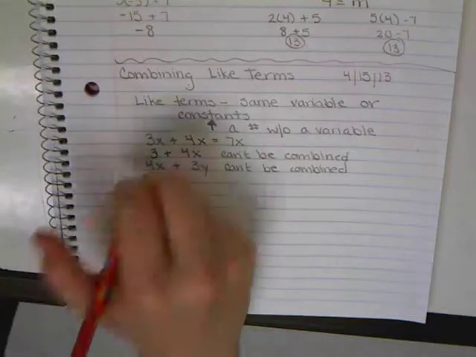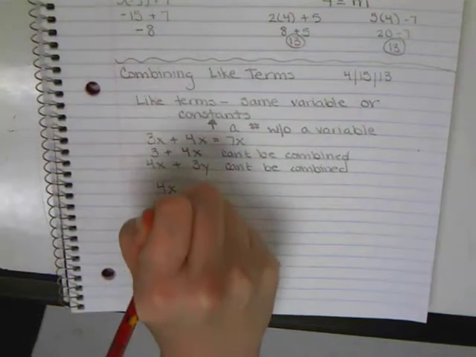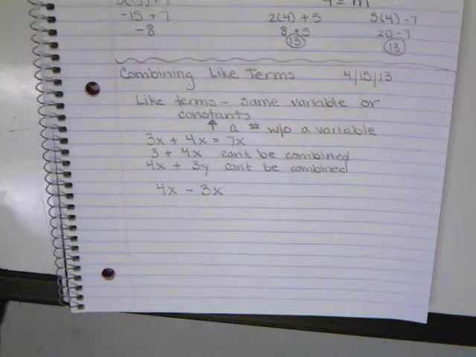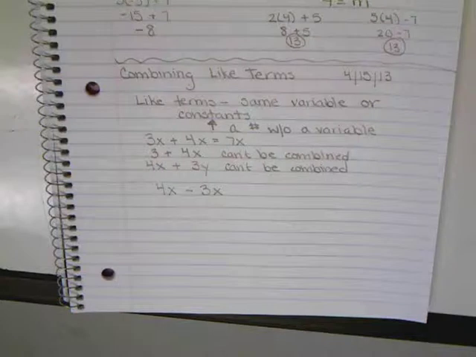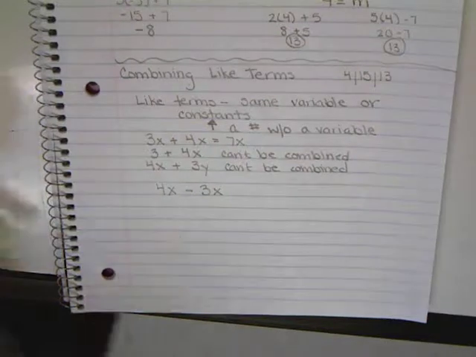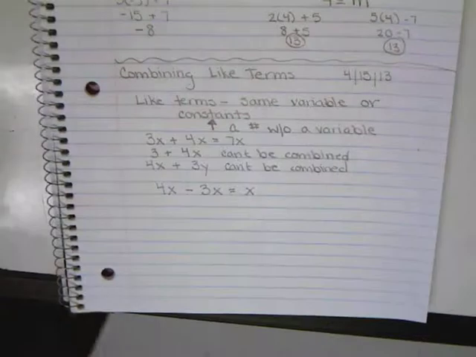Now, what if I had 4x minus 3x? Can I combine these? It'd be 1x. How do you know it's going to be 1x? You can combine them, but it'd just be like adding a negative to a positive. So what's really happening with my positives and my negatives? They're canceling out to make 0 pairs. So this really just equals x.